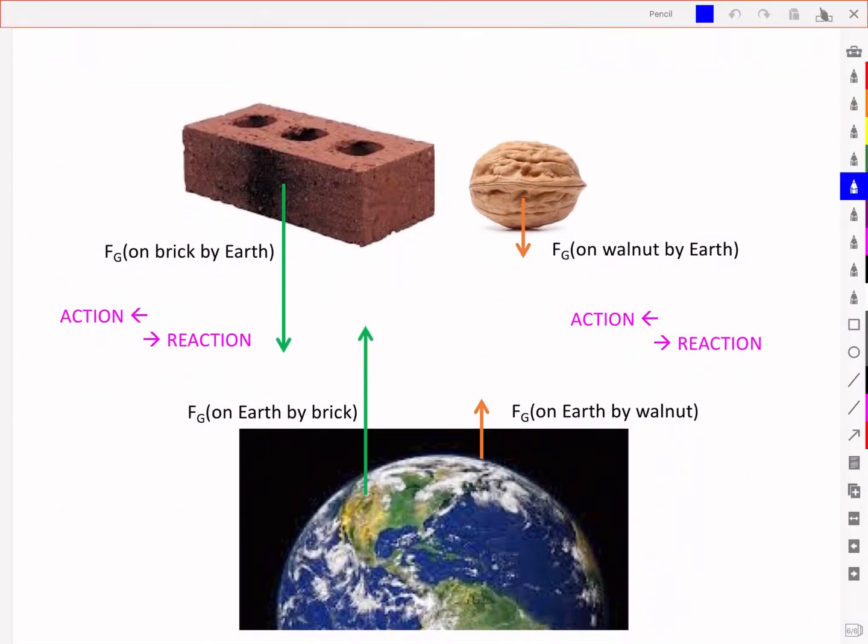We saw these examples earlier. We looked at this example where we had a brick and a walnut. And so this shows you the action-reaction pair. For that force of gravity on the brick by the Earth, there's an equal and opposite force of gravity on the Earth by the brick, and likewise for the walnut.